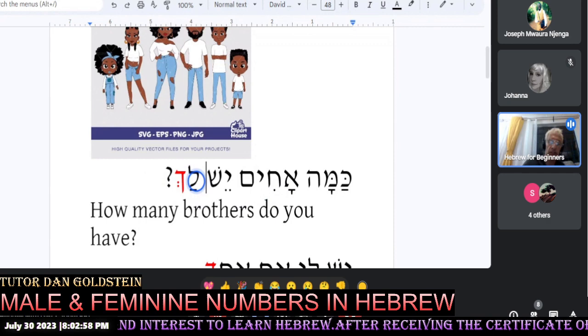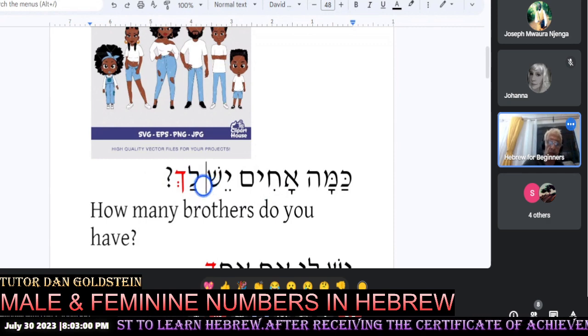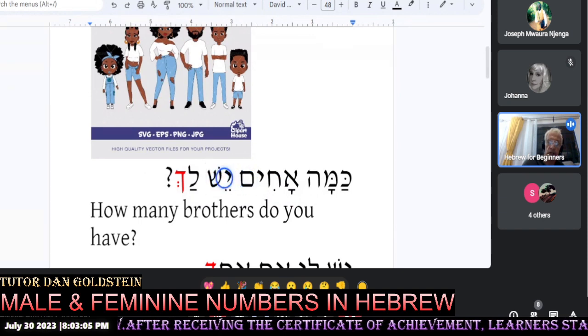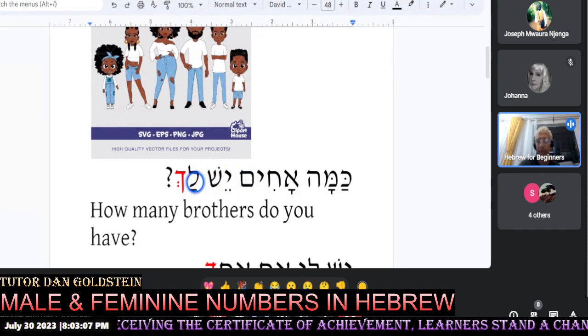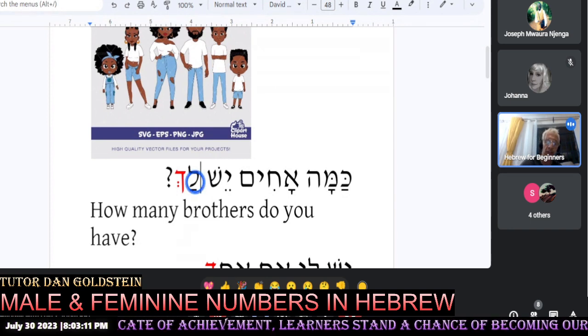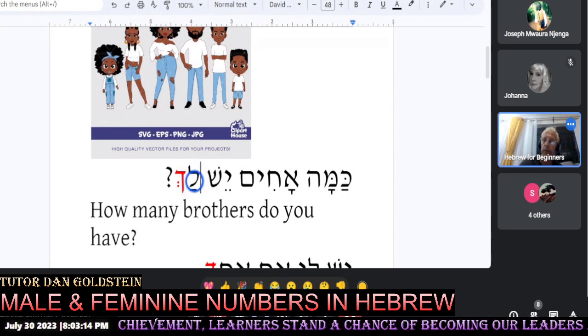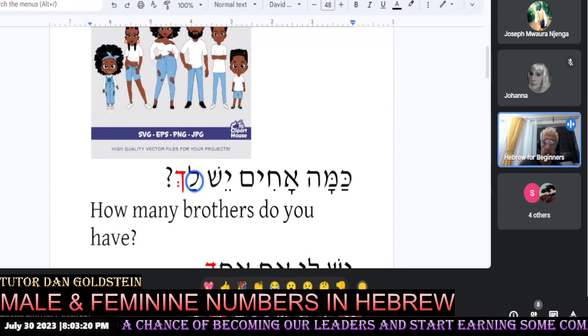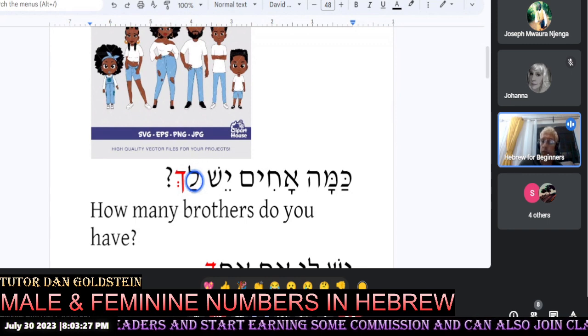And if we're asking a woman, then we address it to you. How many brothers are there, yesh lach, to you? That would be the literal translation of the Hebrew. And the "to you" has to be either masculine or feminine, depending on whether you're addressing Joseph or Vinitha, for example. So we'd go Vinitha, kama achim yesh lach. How many brothers do you have? And for Joseph, it would be Joseph, kama achim yesh lecha.